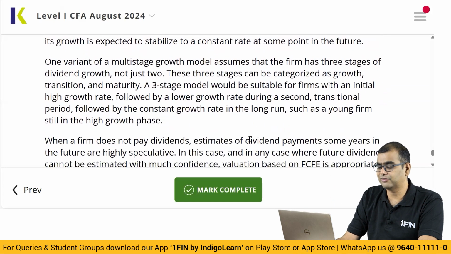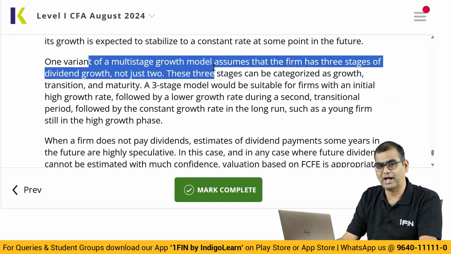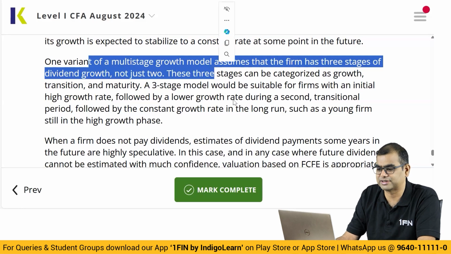Then one variant of a multi-stage model assumes the firm has 3 stages, not 2: hyper growth, normal growth, constant growth. So you can have 3 stage, 4 stage, 5 stage. There is no end to this, right?